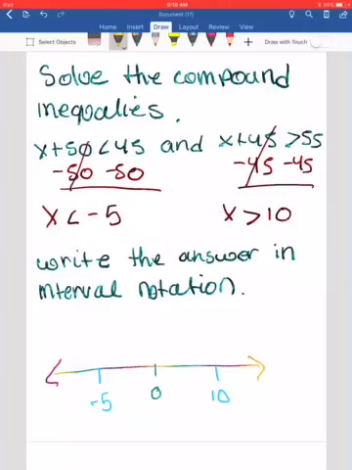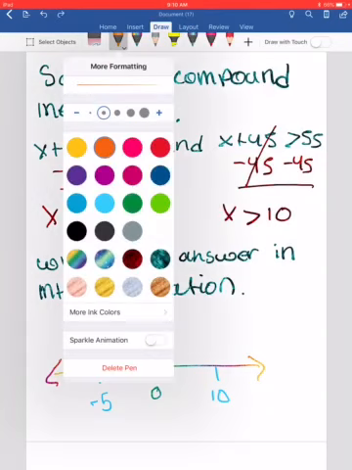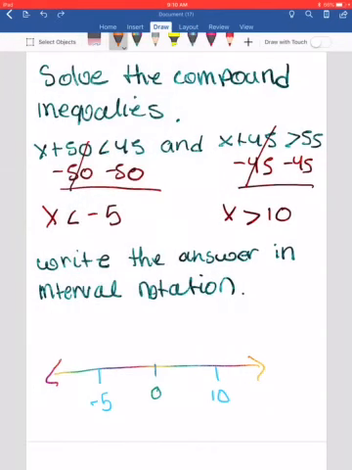So the first question says solve the compound inequalities. We're given x plus 50 less than 45 and x plus 45 greater than 55. We're going to go ahead and solve each inequality. So we're going to subtract 50 here. That cancels out, giving you x less than negative 5. On the other side, we subtract 45 from both sides, cancel out, giving you x is greater than 10.